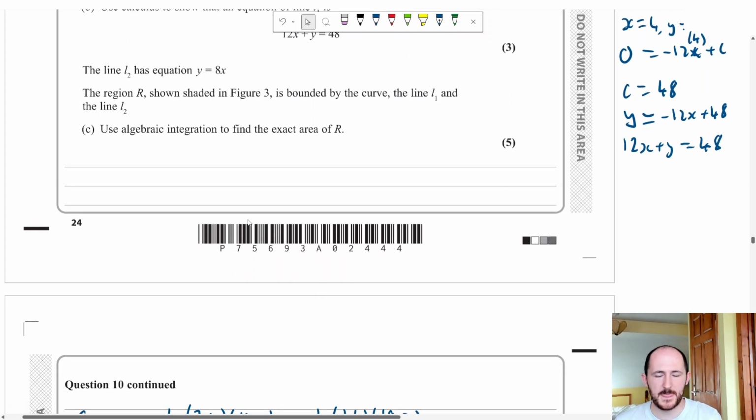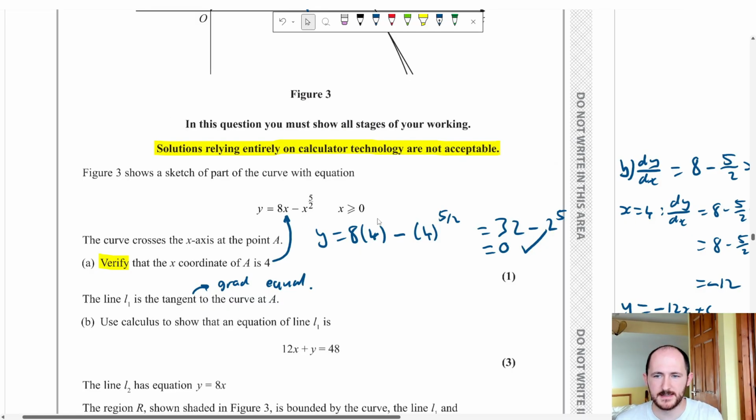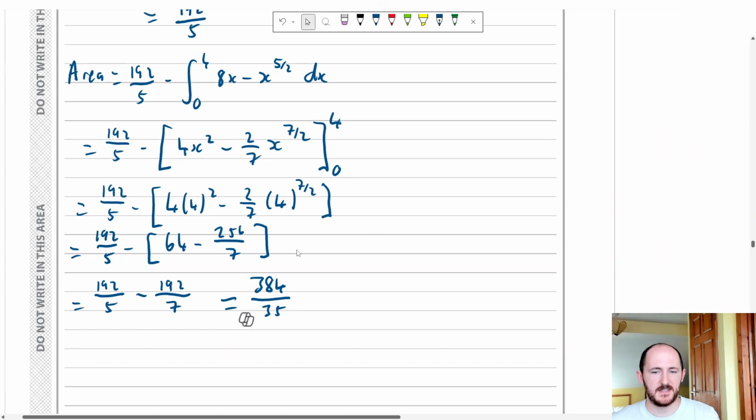Yeah, the non-calculator bit is a bit annoying, but who knows? In the future, they're thinking of maybe doing a non-calculator paper, which would be interesting. It'd certainly clear up a lot of issues. But yeah, perfect. Move on to the next one.